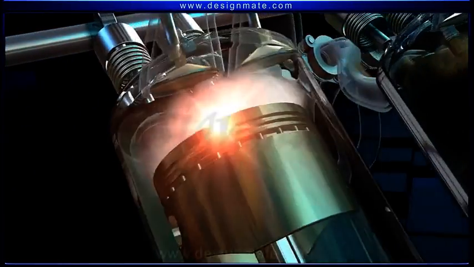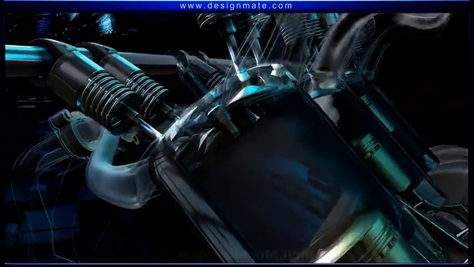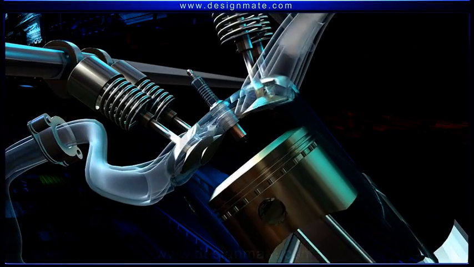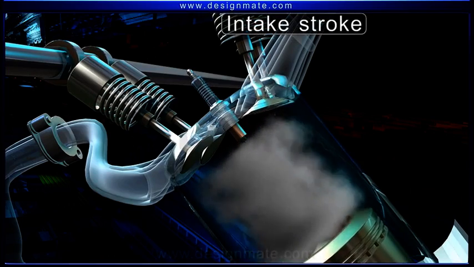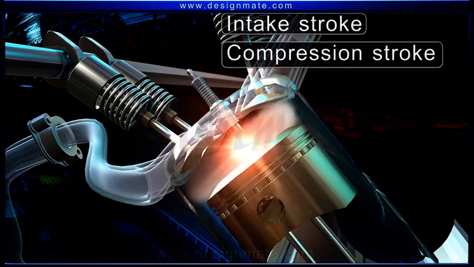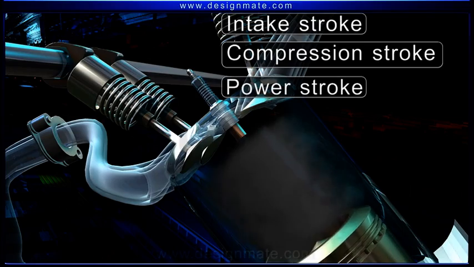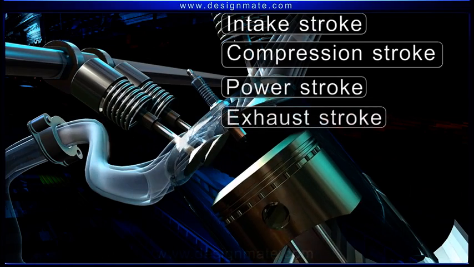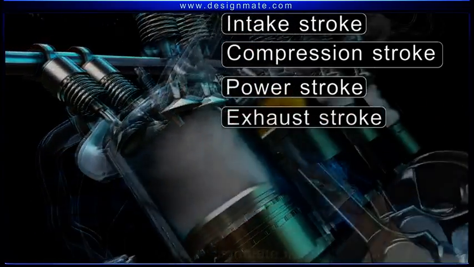And the engine cycle of an internal combustion engine consists of four strokes, namely intake stroke, compression stroke, power stroke, and exhaust stroke. It is called a four-stroke engine.